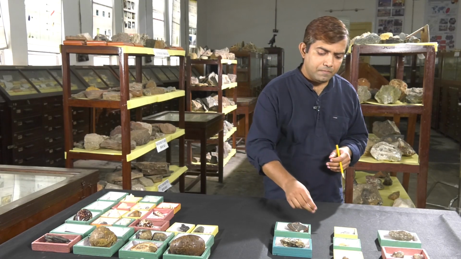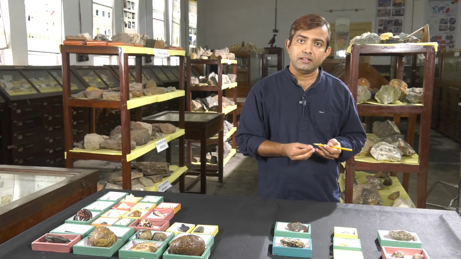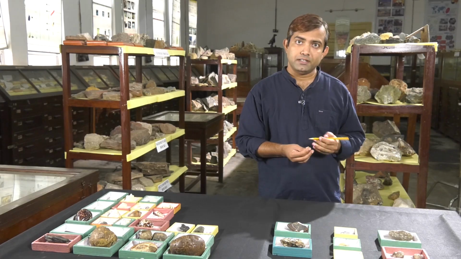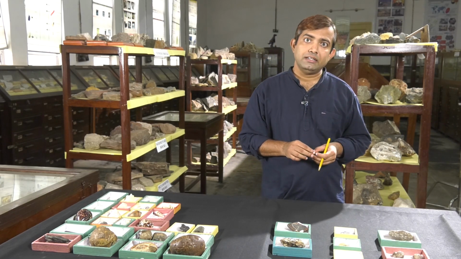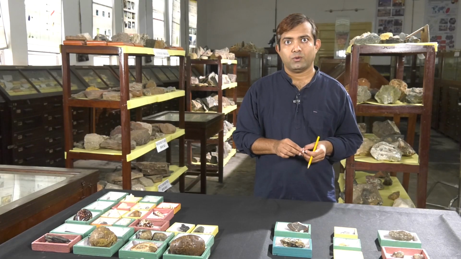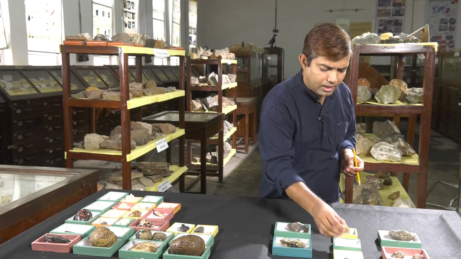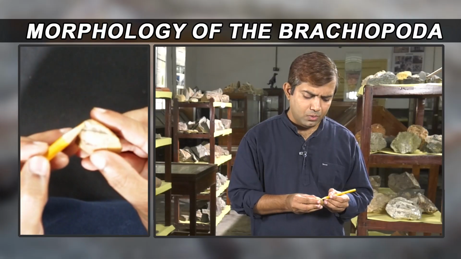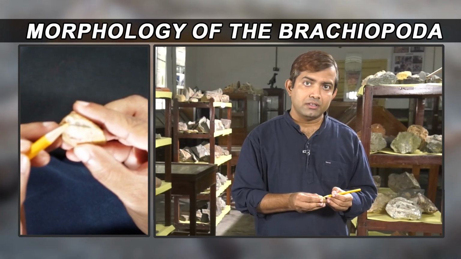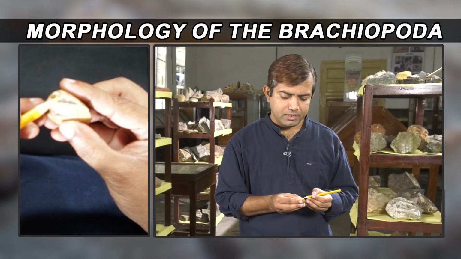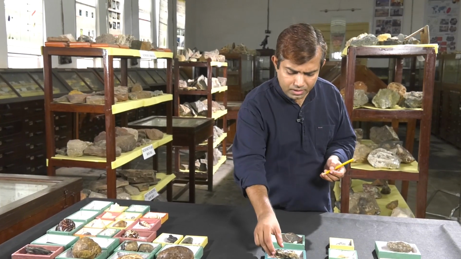Hence, in Atrypa, the brachial and the pedicle valves both are equal in size, whereas in other forms the pedicle valve is slightly larger compared to the brachial valve. And the pedicle valve also has the aperture which is called the foramen or the pedicle opening. This pedicle opening can be circular as in Terebratula, sometimes it is also triangular.